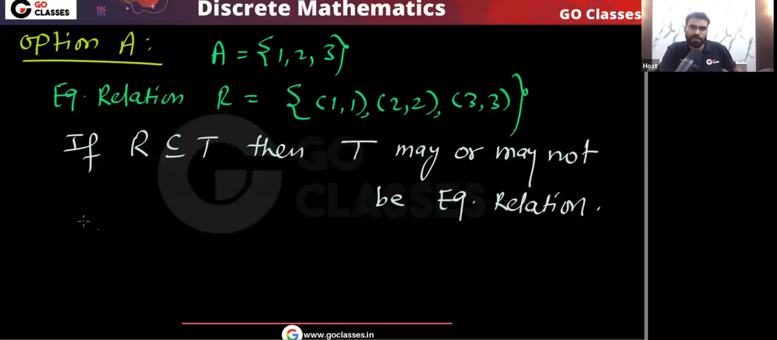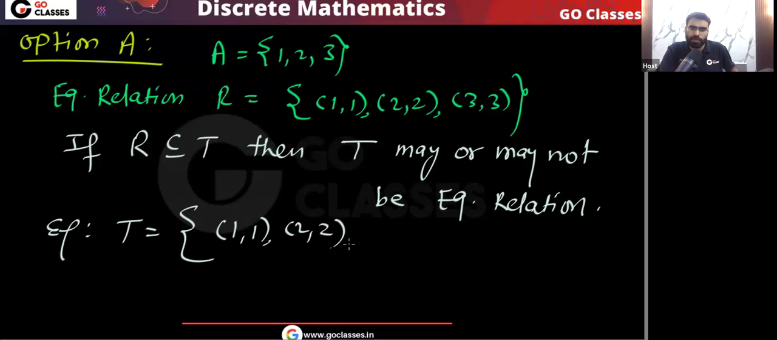For example, you can take this T. I am taking this T: 1 is related to 1, 2 related to 2. I am taking a superset, remember. 3 related to 3, and 1 is related to 2. Now, where is the problem? Here you can notice.